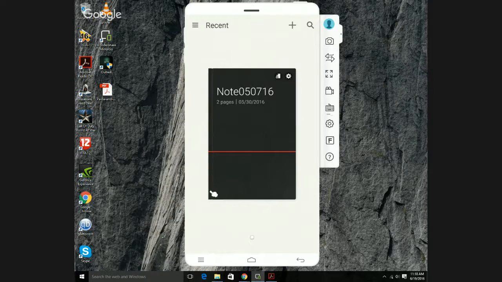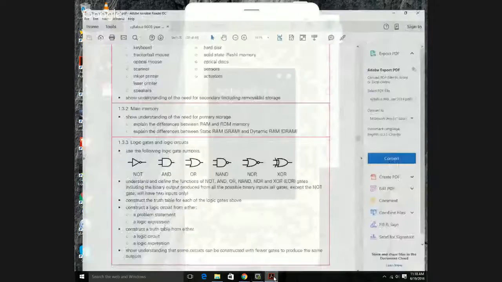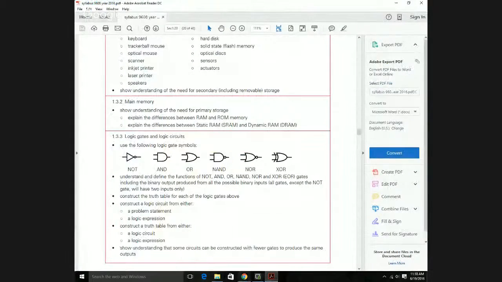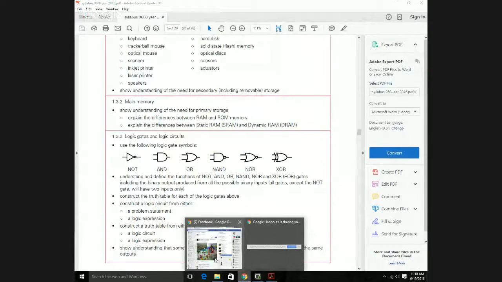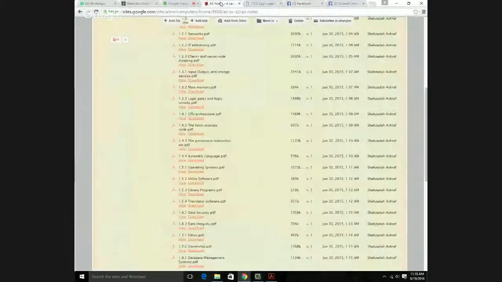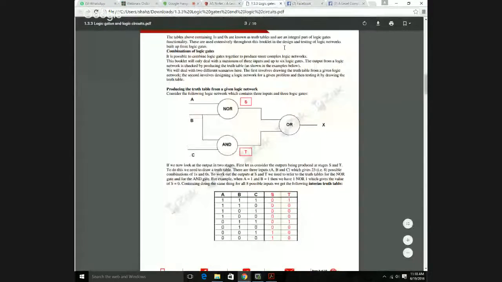Notes are not very important. Even the book is not pretty important. The reason is that logic gates only need practice. Practice makes you perfect in problem solving, in logic gates, in SQL queries, in number system conversions, in assembly language. You need more and more practice.